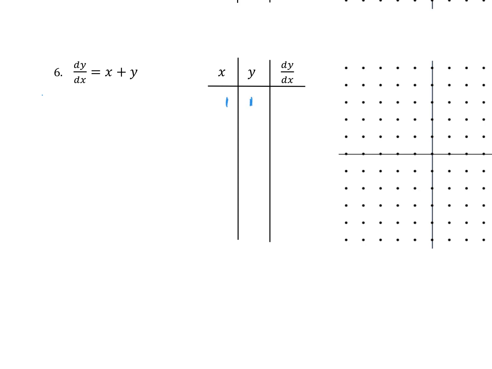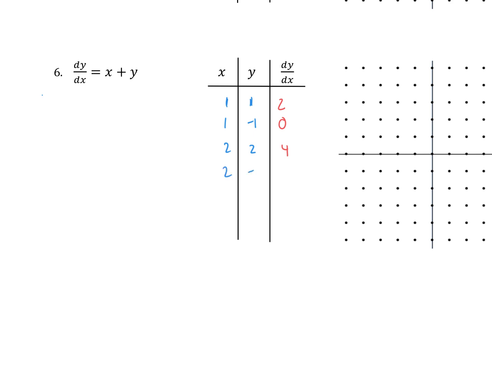If x is 1 and y is 1, then my slope is 2, because I'm just adding them together. And that makes me think, what if x was 1 and y was -1? Well, then I add them together and I get 0. Ooh, that's interesting. Zeros are always interesting. Look for zeros. If x is 2 and y is 2, then I get a slope of 4. I'm not seeing a pattern there other than if my x and y are the same, then I double it for the slope.